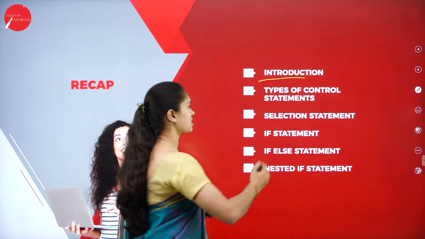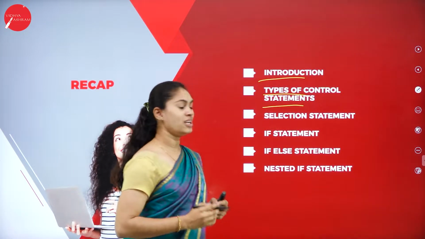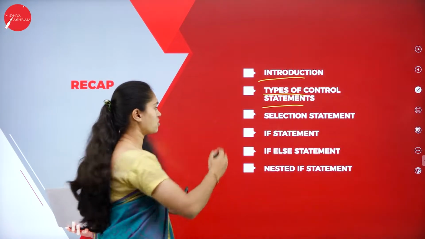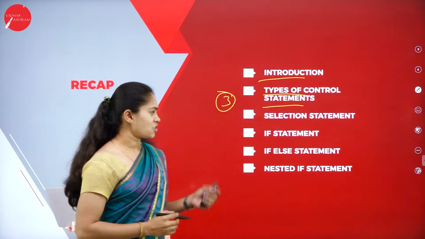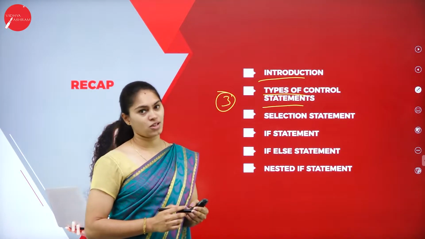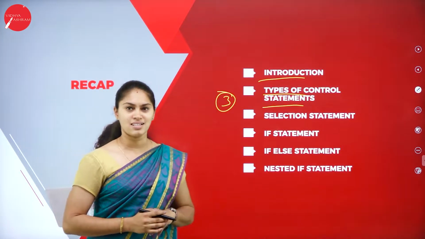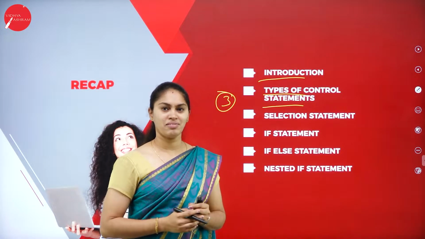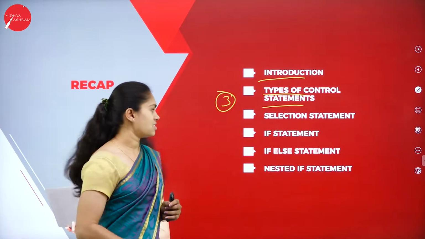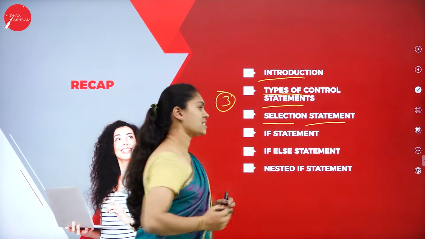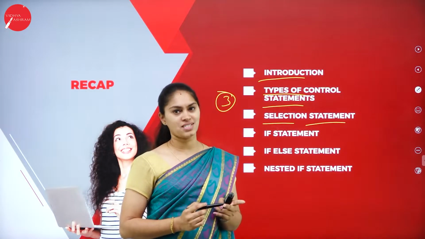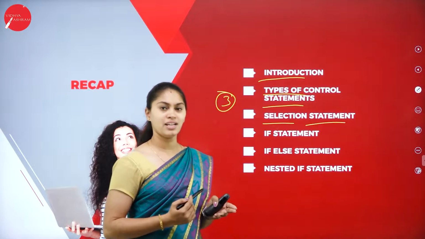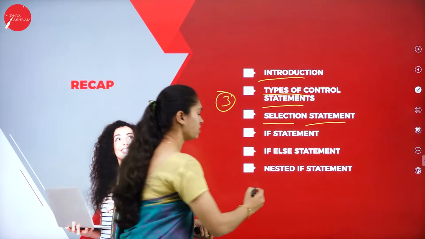And also I have discussed the types of control statements. How many types of control statements do we have? That is 3 types: selection statement, iterative statement or iteration statement, and jump statement. In the previous session of this chapter, I discussed the first type, selection statements. Under that we have if statement, if-else statement, nested if statement, and also the switch statement.